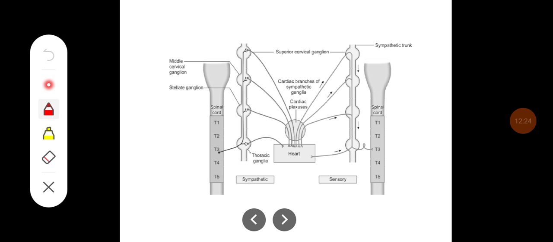So this is the innervation of the right and left sympathetic trunks. These are going to form the superior, middle, and inferior, which is also called the stellate ganglion, and with some of the thoracic sympathetic trunk, they are going to innervate the heart.